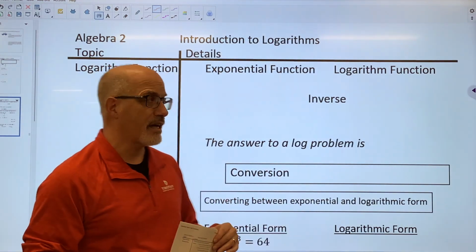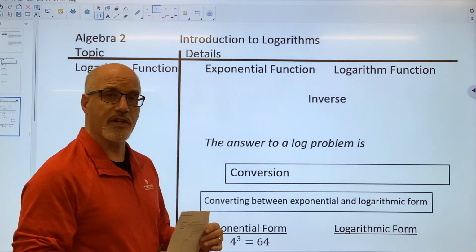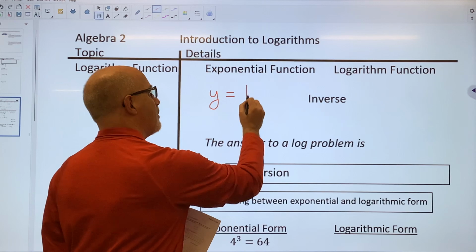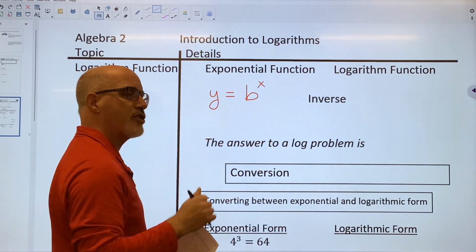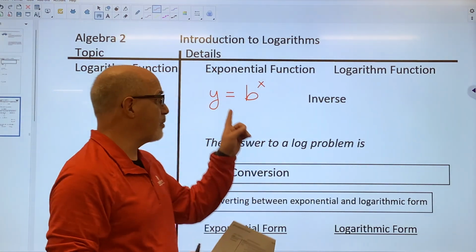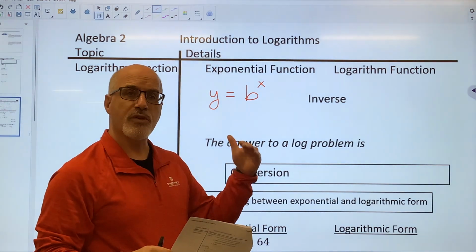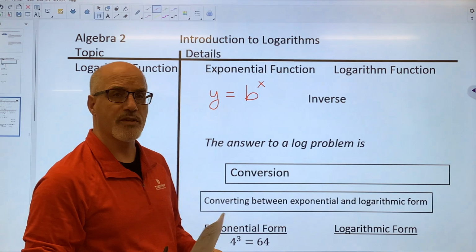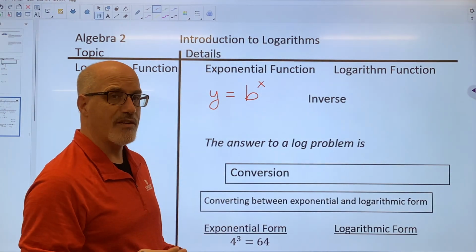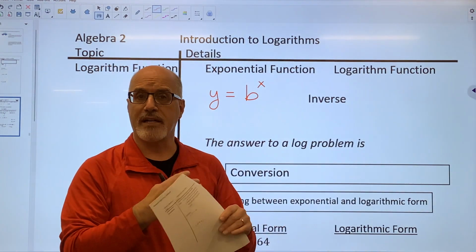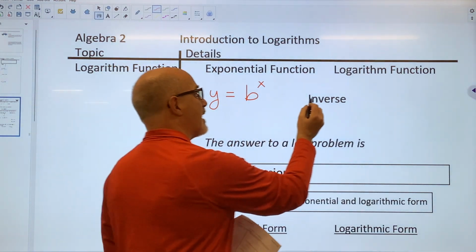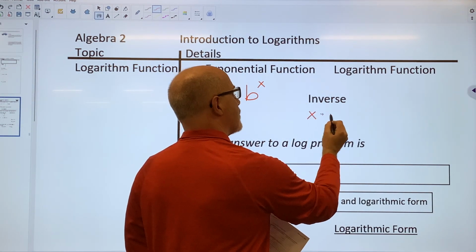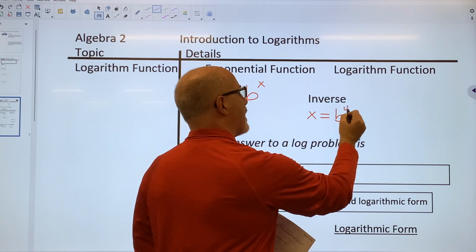Let's start off by taking a look at our exponential function. Our exponential function that we've worked with is y equals b to the x. We're going to start off with an initial number of 1, so we're not going to have an a in front, in order to speed up the process of working with the inverse. Now, if you recall, to find the inverse of something, you swap the x and the y. So when we swap them, we get x equal to b to the y power.